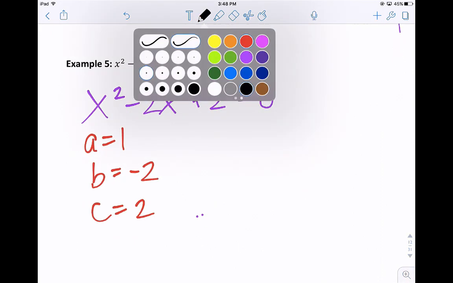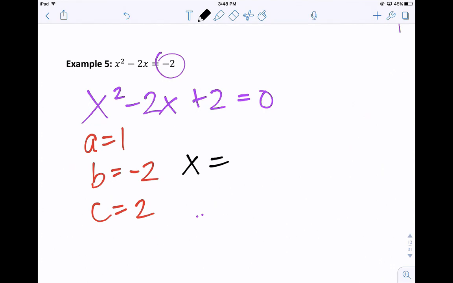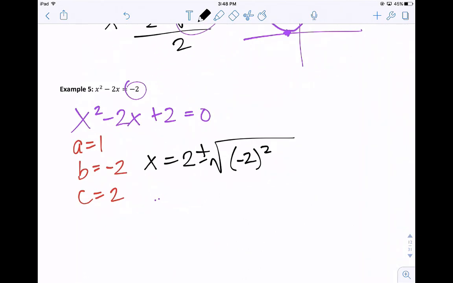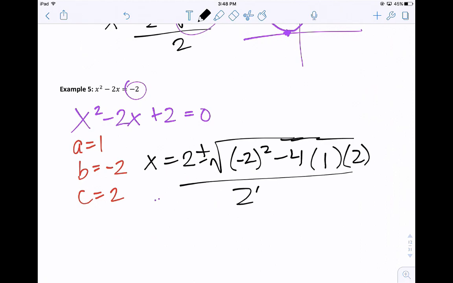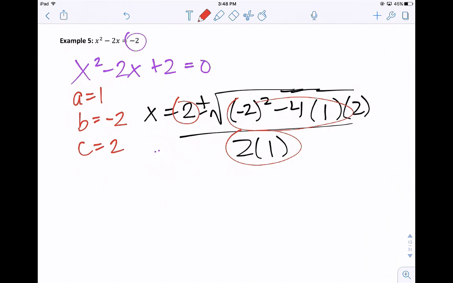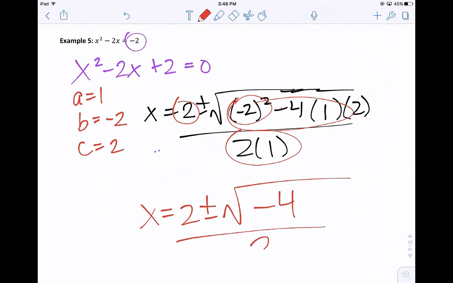Plug into your formula. X equals opposite B, so 2, plus or minus the square root. And here if B is negative, you have to put it in parentheses. So negative 2 squared minus 4 times 1 times 2. All over 2 times 1. All right, so you plug in. Let's find each chunk here. So we have x equals 2 plus or minus the square root. This is 4 minus 8, so negative 4 all over 2.